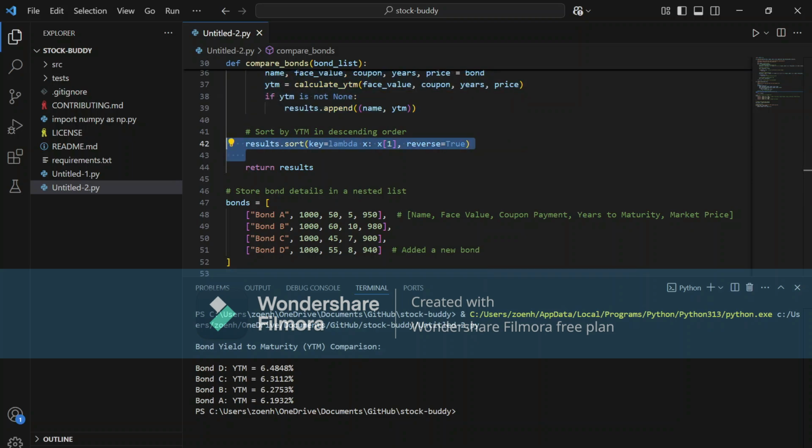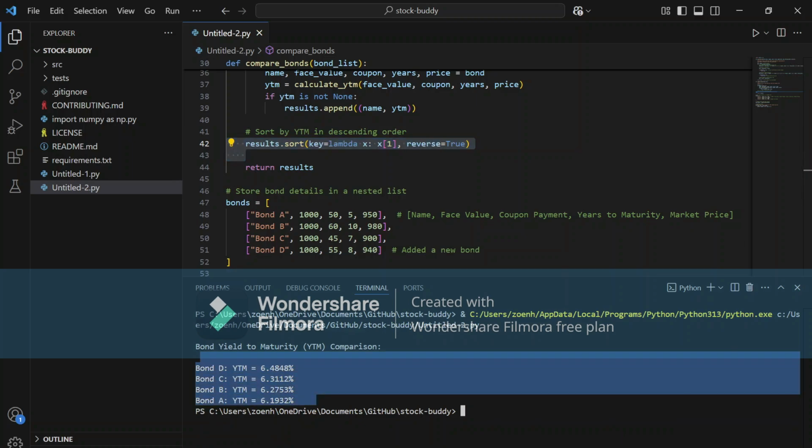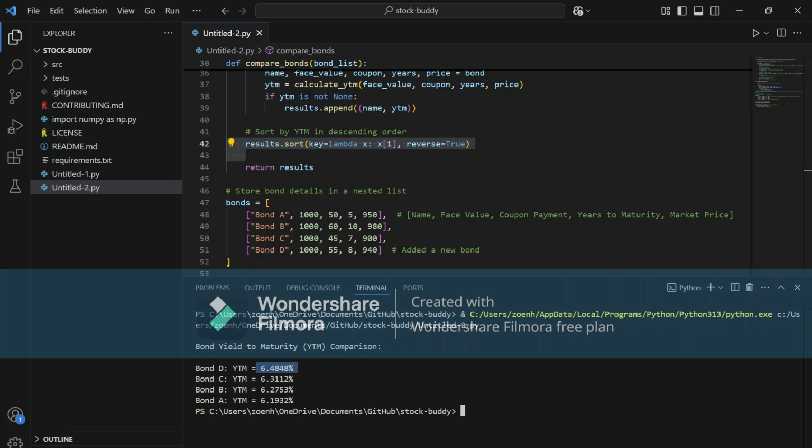So this is sorting the bonds from highest YTM first. This helps pick the best investment. If there's a bunch of them, you'd want to see the first one. As you can see here, it's numbered in the best order, so the highest will be first and the lowest will be last.